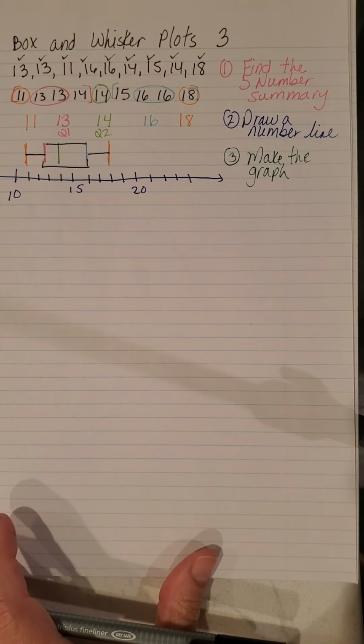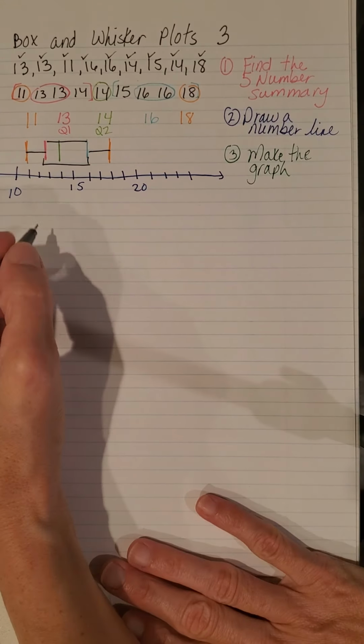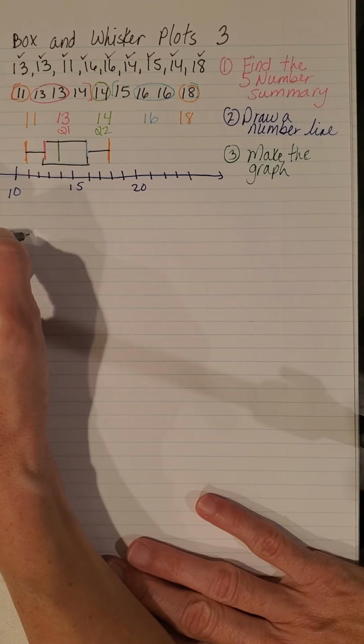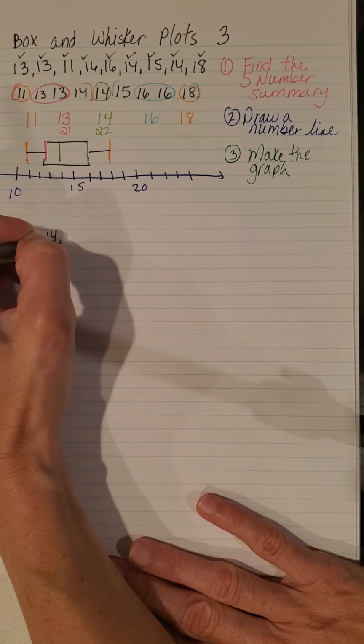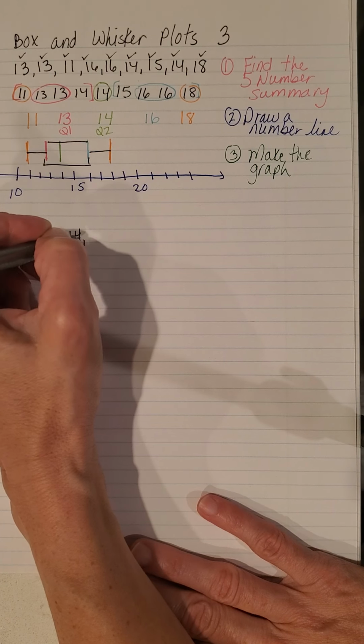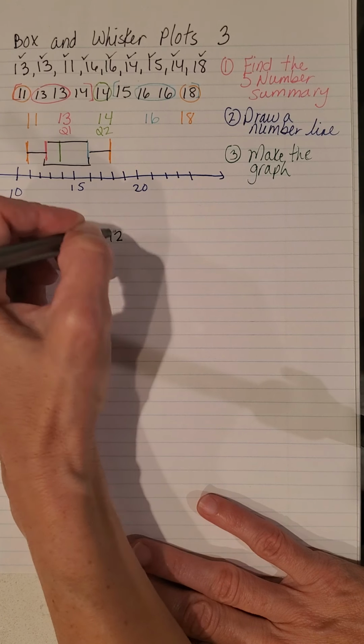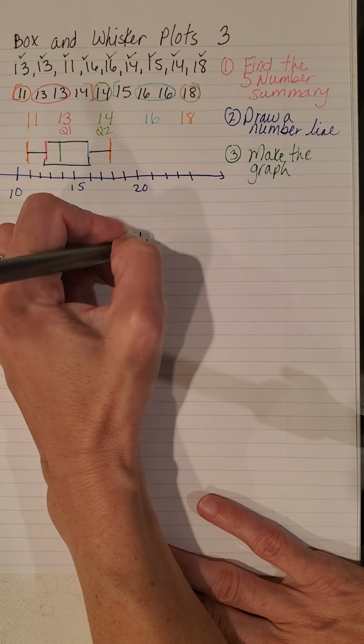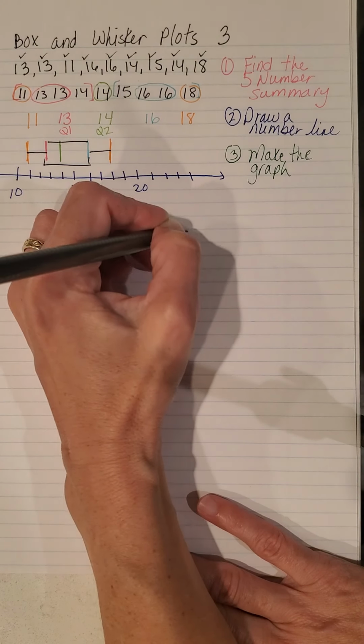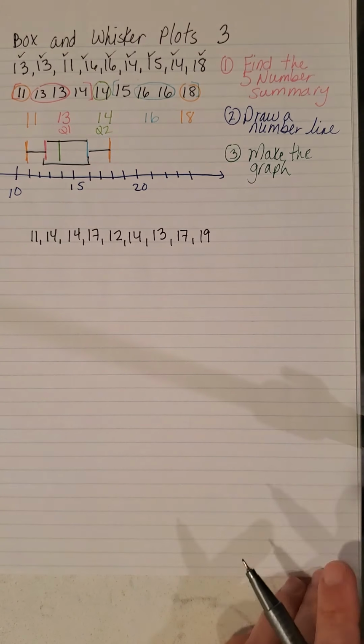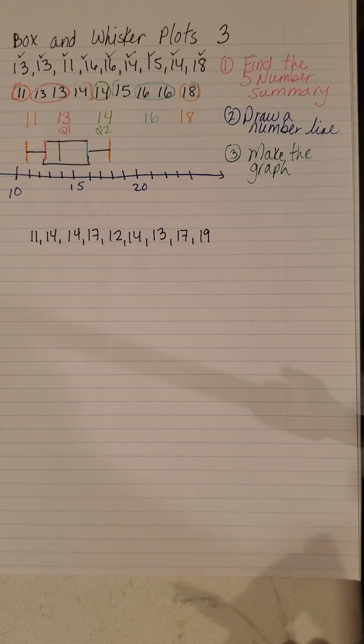Okay, the next data set is going to be 11, 14, 14, 17, 12, 14, 13, 17, 19. Those are my numbers. The first thing I'm going to do is find my 5-number summary, which means I need to put them in order.